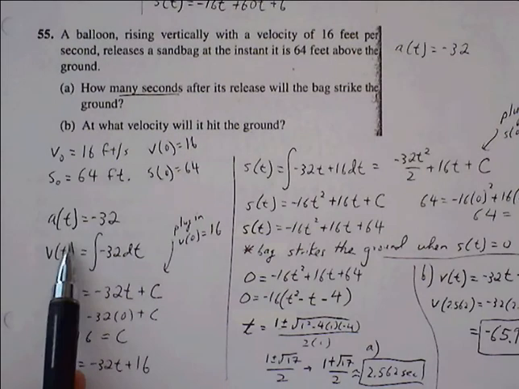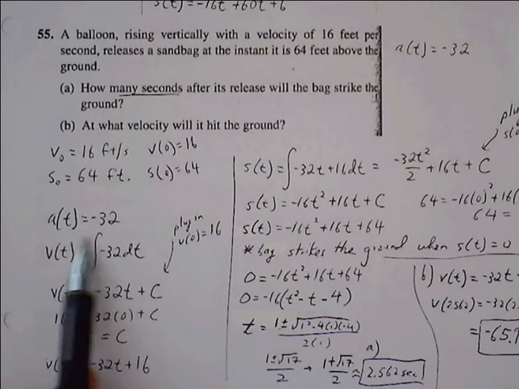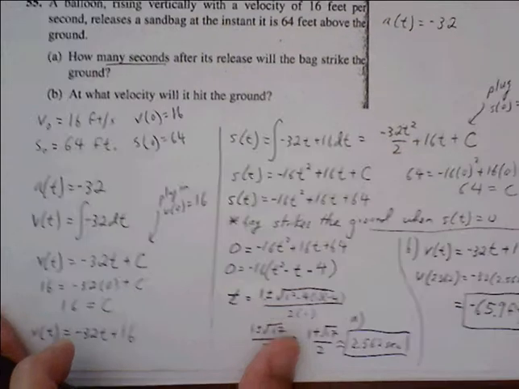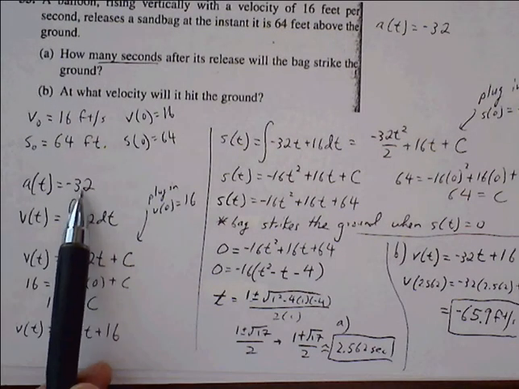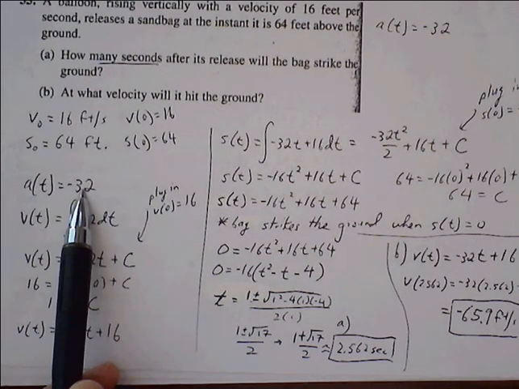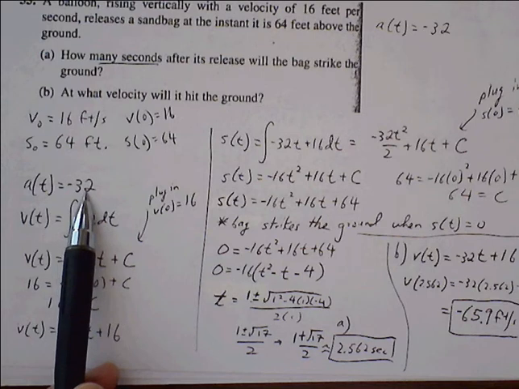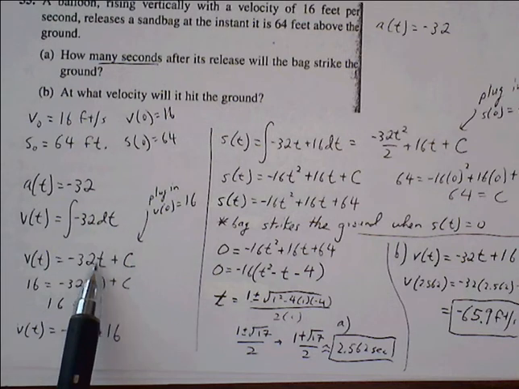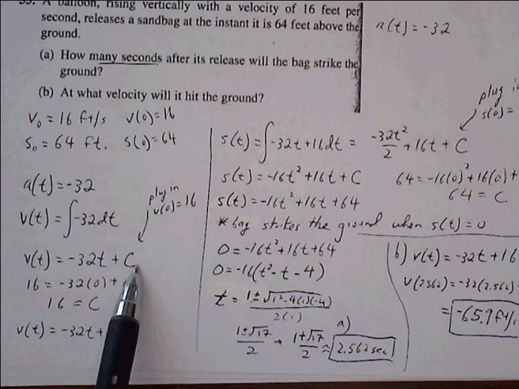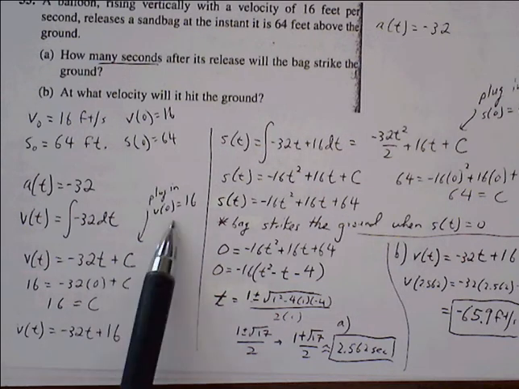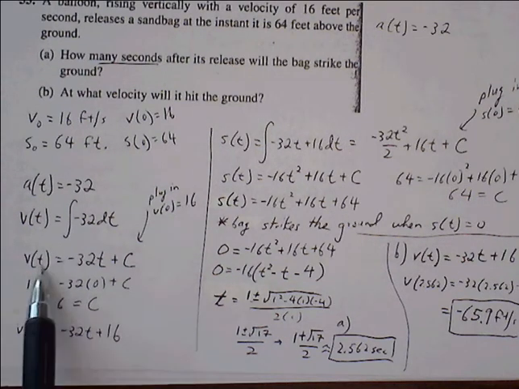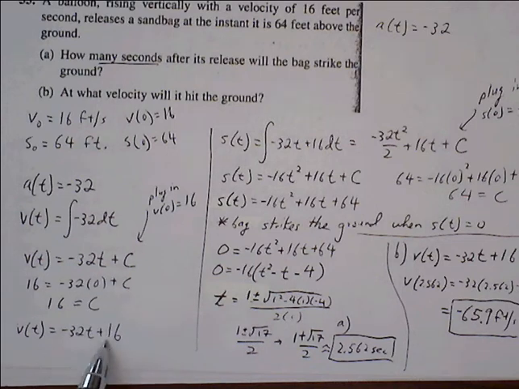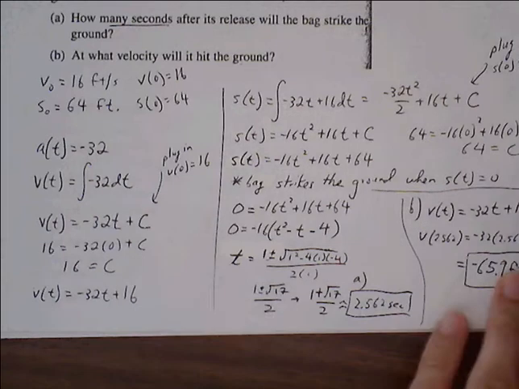Okay, so we're told that initially we start off with our acceleration function, negative 32 feet per second squared, and the integral of acceleration is velocity, so the integral of negative 32t. Just like with 53, we go through power rule. Negative 32t plus c, we can plug 0 in for t, 16 in for velocity. Solve for c, we get c equals 16, so we have our updated velocity equation.